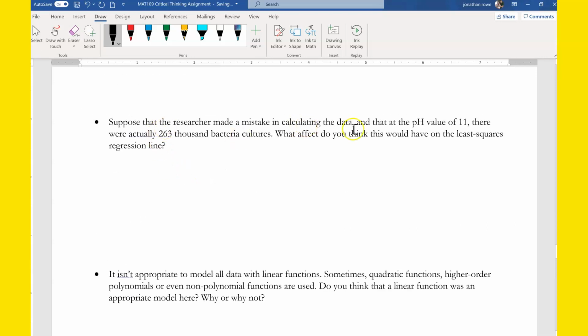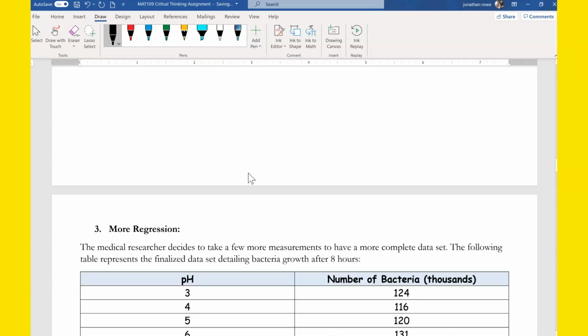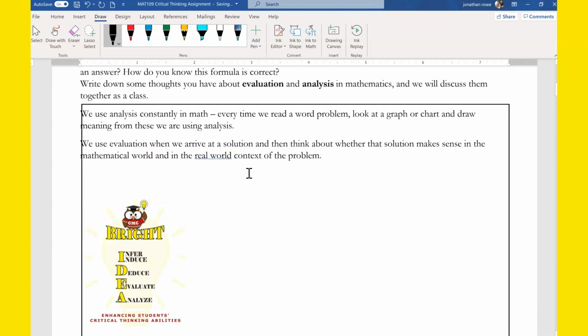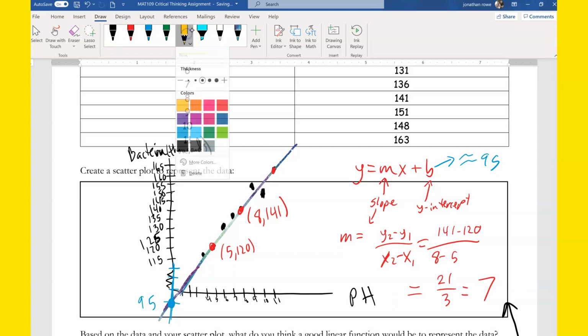Suppose that the researcher made a mistake in calculating the data and the pH level of 11. There were actually 263,000 bacteria cultures. What effect do you think this would have on the least squares regression line? Let me just show you what that would kind of do to that least squares. So what he's saying is, for 11, instead of being 163, if instead it was 263, that would be like way up here. You'd have this point way up here.